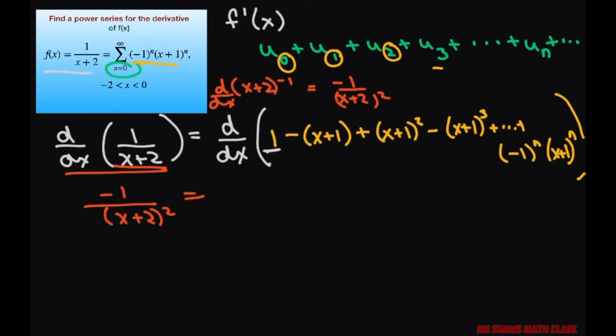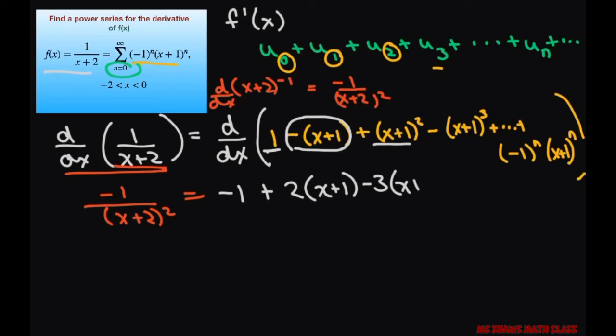So the derivative of 1 is just 0, and the derivative of this is just going to be negative 1. Plus, take the derivative of this, you're going to get 2 times x plus 1. This one's going to be minus 3 times x plus 1 squared, plus dot dot dot, plus, now this piece is going to be negative 1 to the nth, and since we have the nth power, this will be n times x plus 1 to the n minus 1 power.